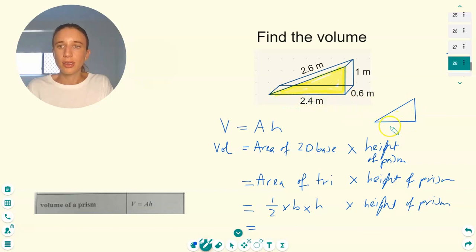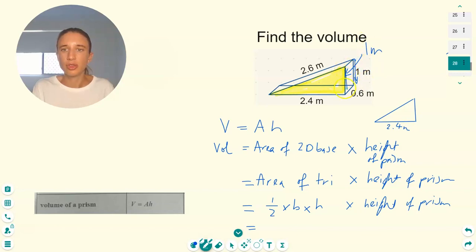It's got the base of the 2D shape is 2.4 meters. Now what's the height? They're trying to trick you by including that bit at the back. The height is going to be 1 meter. That's 1 meter. That's also 1 meter. So that's your 2D base shape. So base is that, height is that. Plug it into the formula. Half times 2.4 times the height, which is 1.